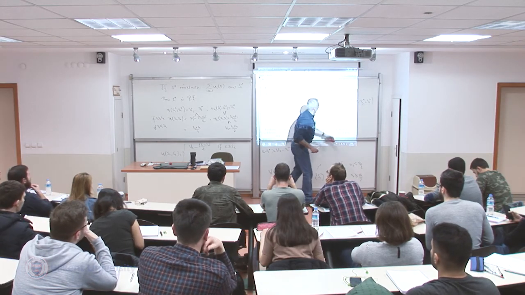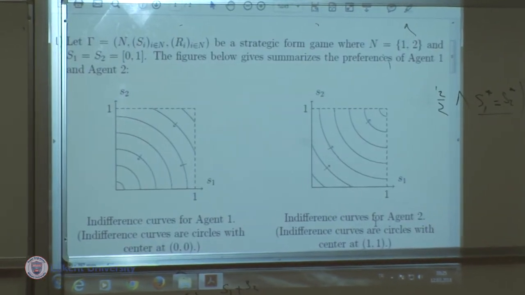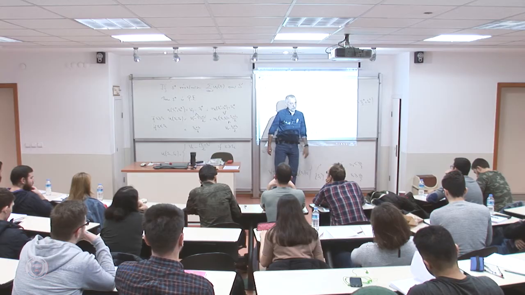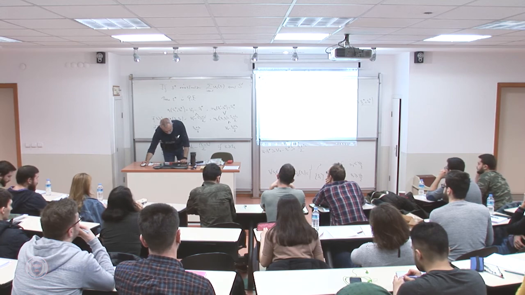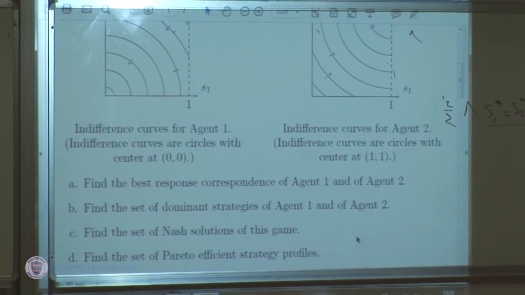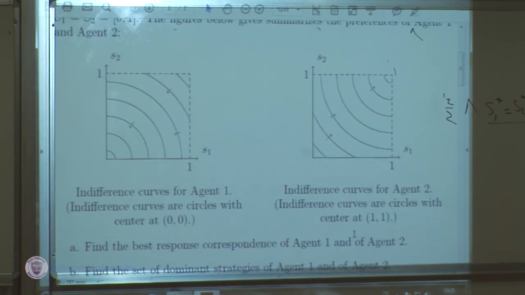So we're given ISO curves, indifference curves for both agents, one for agent 1 and one for agent 2. We're asked to find, what were we asked to find? The best response correspondence of both agents, the set of dominant strategies of both agents, the Nash solutions of the game, and the set of Pareto efficient strategy profiles.